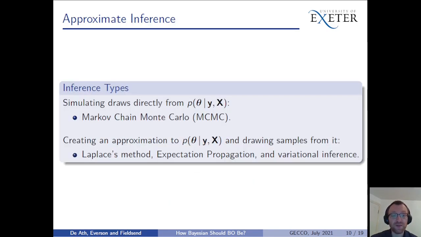Approximate inference methods come in 2 flavors. Our first option is to simulate draws directly from the hyperparameter posterior distribution. MCMC methods can do this, but are generally quite expensive to run. The second option is to create an approximation to the hyperparameter posterior and then draw samples from the approximation. This is otherwise known as density approximation, of which there are many methods that have been used in the literature. I'll now discuss the 2 methods we investigate for this purpose, MCMC and Variational Inference.